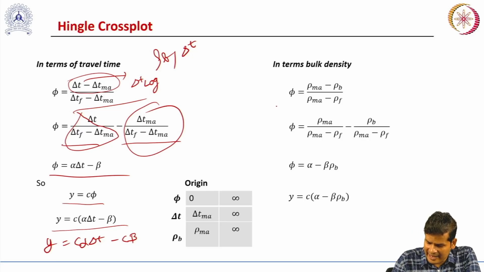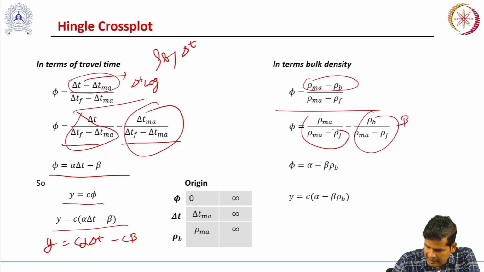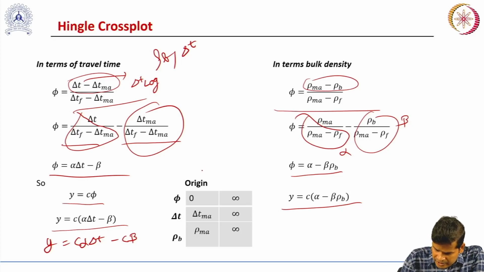Same way I can write the density porosity, phi is equal to rho ma minus rho b divided by rho ma minus rho f. I can separate these two terms just like this: rho ma divided by rho ma minus rho f, minus rho b divided by rho ma minus rho f. So again this could be alpha and this term could be beta. So phi will be equal to alpha minus beta into rho b, or y will be equal to c into alpha minus beta into rho b. So again I will have an intercept. So what will be my origin point? Earlier the origin point was porosity and the resistivity.